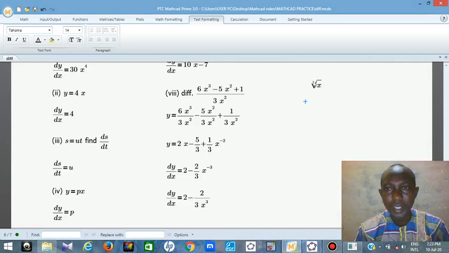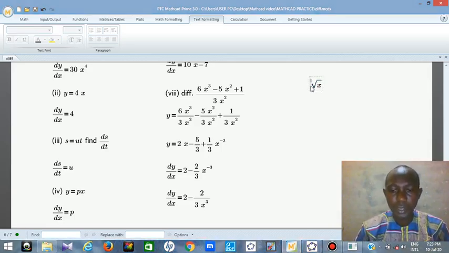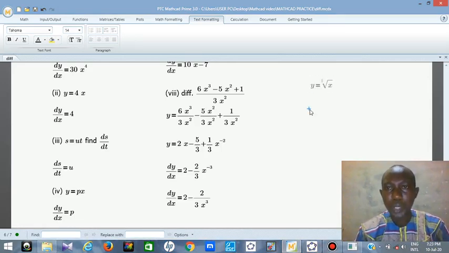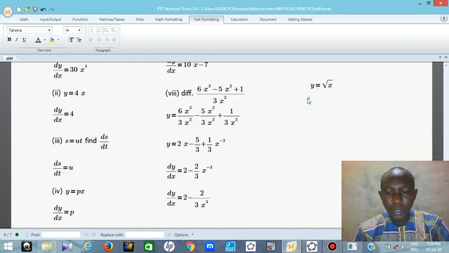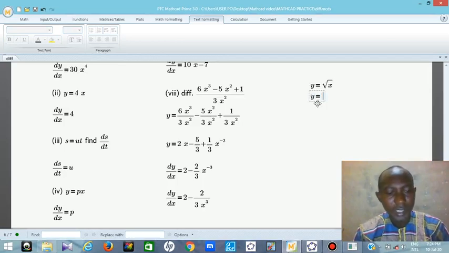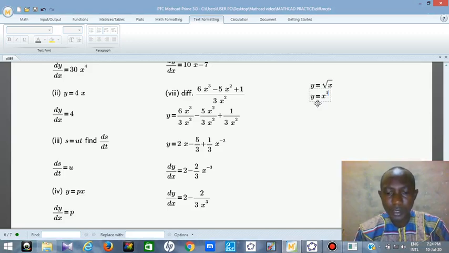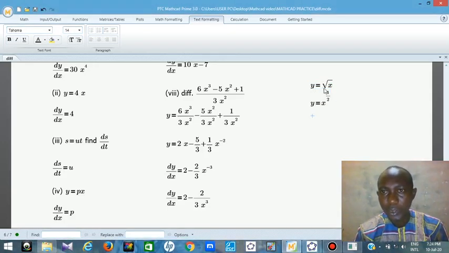Now let's take square root of x, let's take y. This is y is equals to square root of x, and you are asked to differentiate this. You should know that in your law of indices, square root of x is the same thing as x raised to power 1 over 2. So you should know this law. So in calculus, in differentiation, we don't joke with things like this. So y equals square root of x is the same thing as y equals x raised to power 1 over 2.